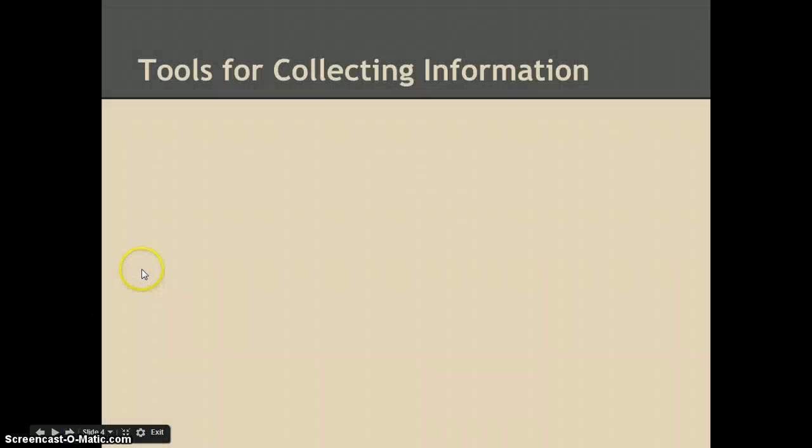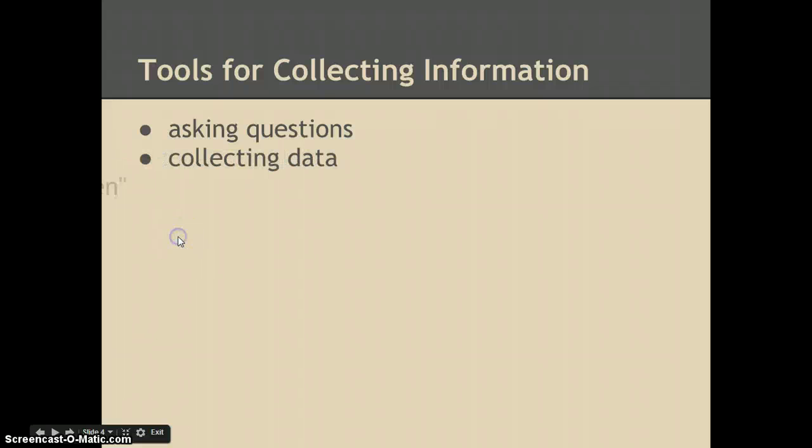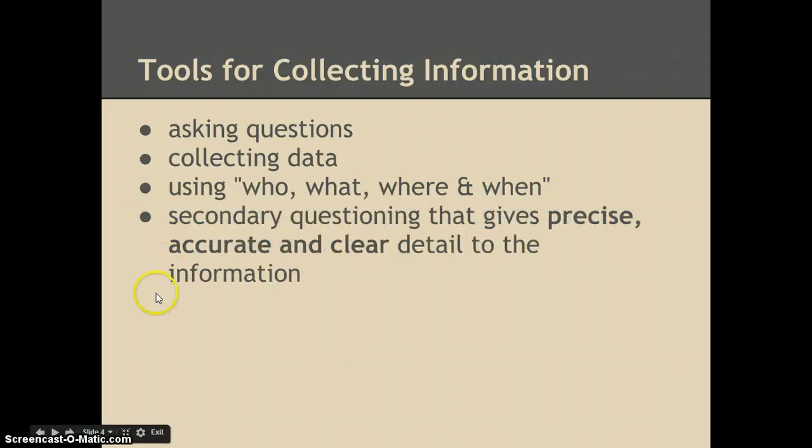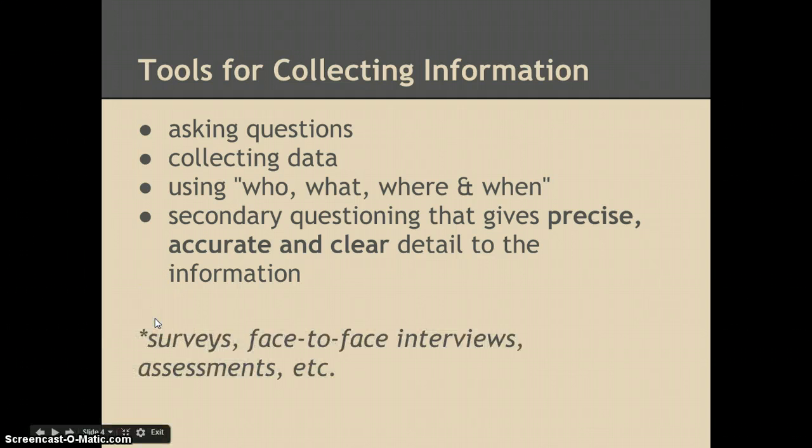Here are some tools that you would use to collect information, the first step of critical thinking. Asking questions, collecting data, using the who, what, where, and when you're asking questions, and also you're going to use secondary questioning. That will help give you a more precise, accurate, and clear detail to the information that you're trying to collect. Some examples of an actual tool you might use would be a survey, face-to-face interview, or any kind of assessment.